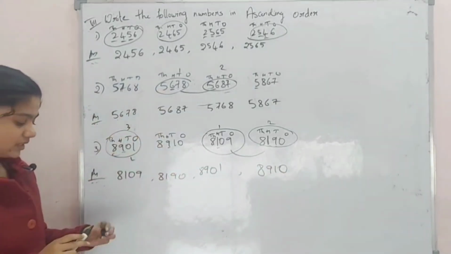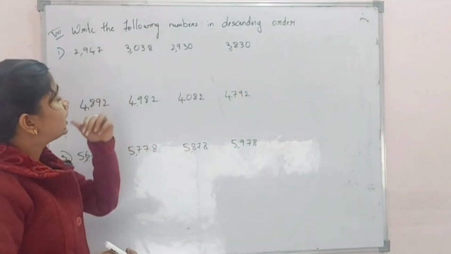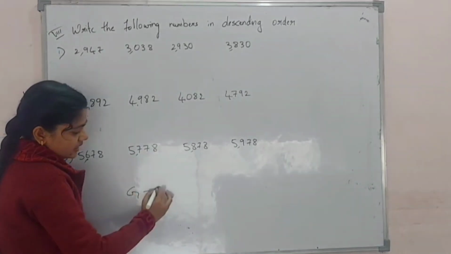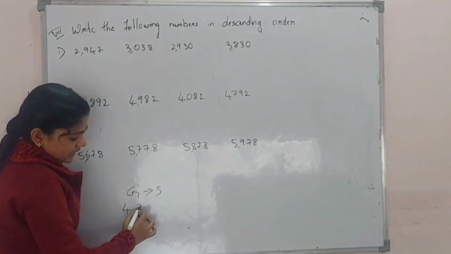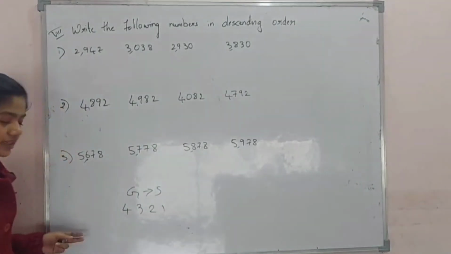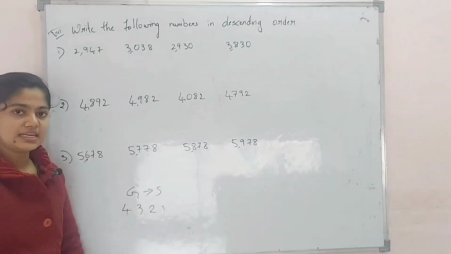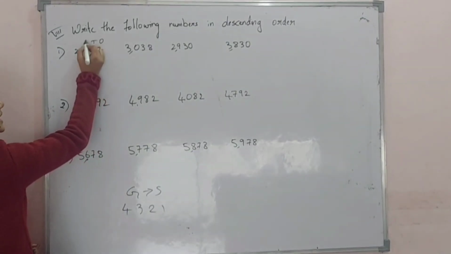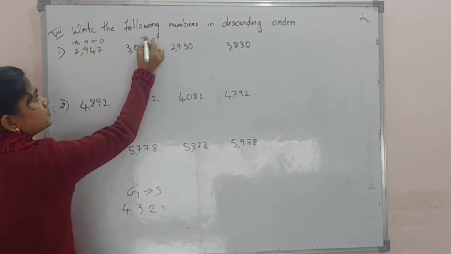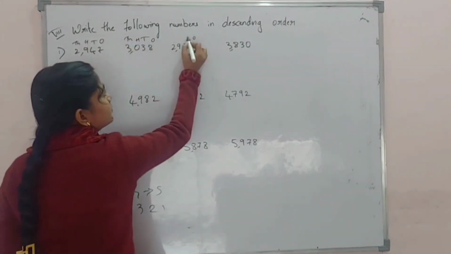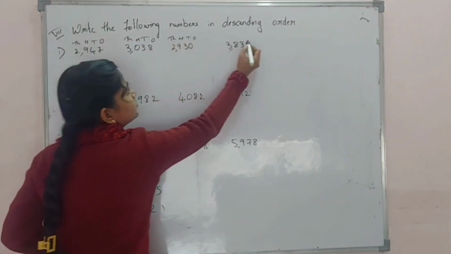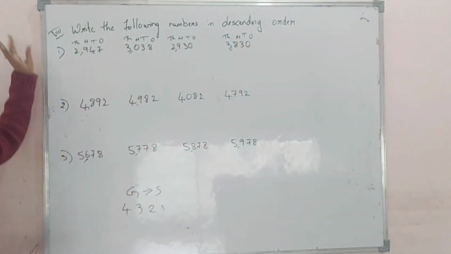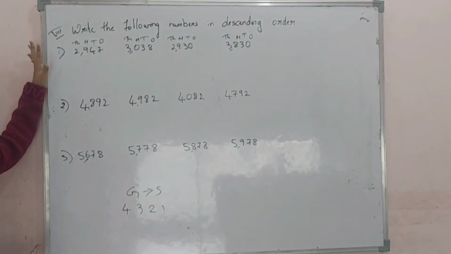Have you understood? We are going to learn how to write the descending orders. Descending orders means what? From greatest to smallest, like this. Correct? We are writing the numbers from the highest number to the least number. Here the same steps we have to follow. First we have to write the ones, tens, 100 and 1000 places. Okay, written. Okay, now we have to check with the 1000 place first.